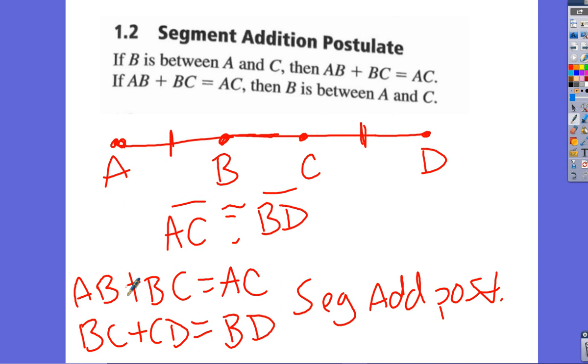So hopefully this video helped out. I highly recommend watching this video a couple of times to identify some of the key times we use these theorems, these postulates, or possibly even the properties as well.